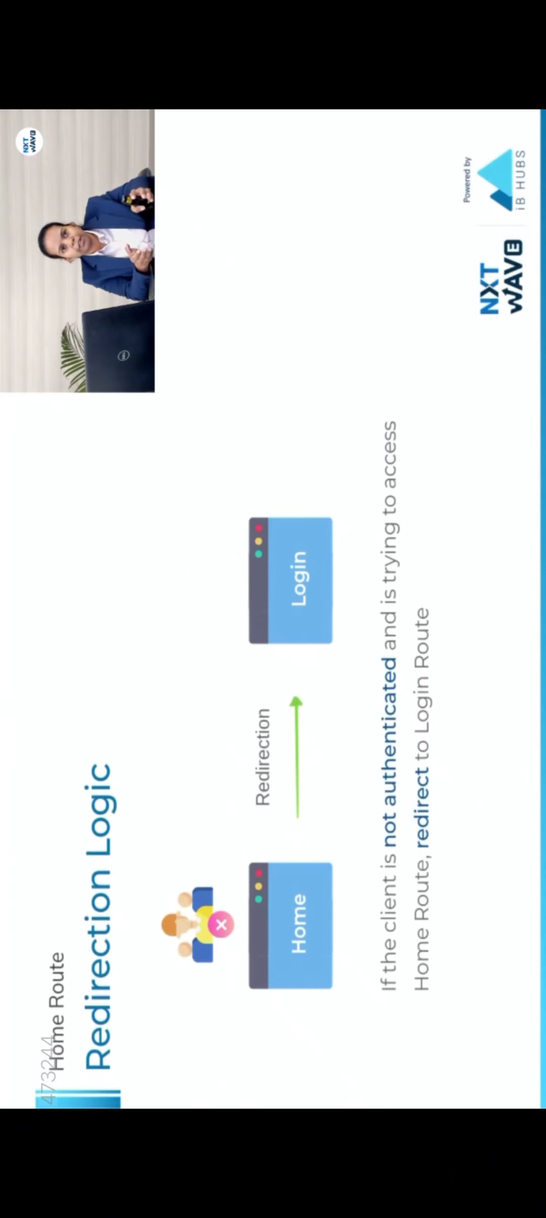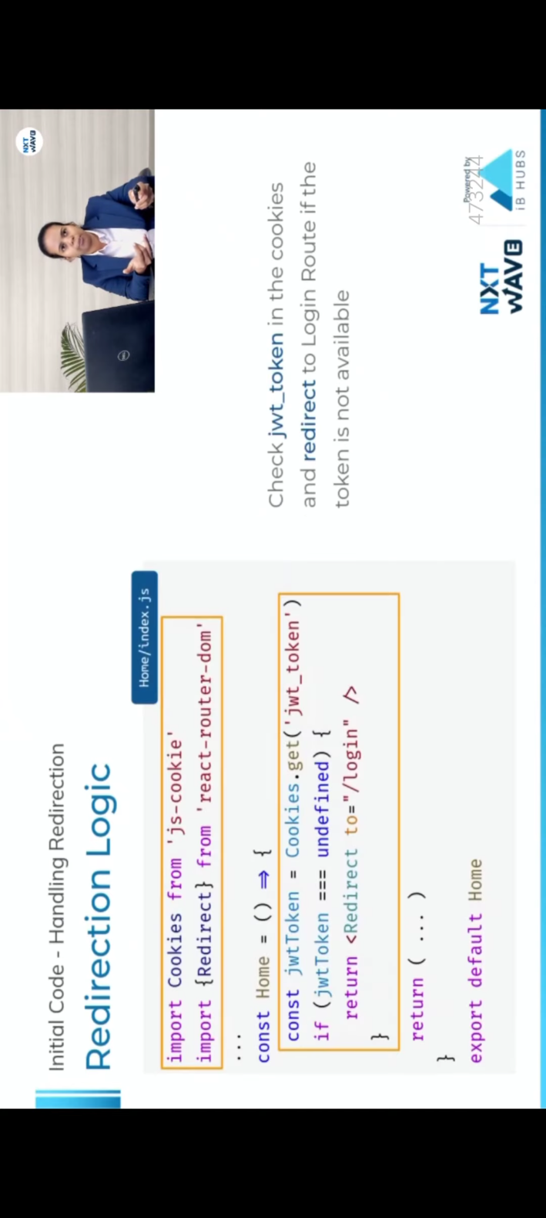So previously we have done it for home. So if the user is not authenticated and is trying to access the home route, then we are redirecting to the login route. Similarly, we want to add that redirection logic to the products route, to the cart route. Okay. So now coming to the redirection logic. So let's observe the Home component. Okay. So what did we do for the redirection?